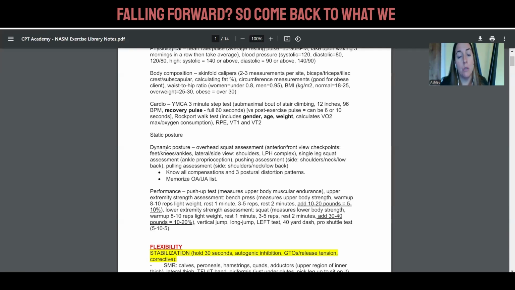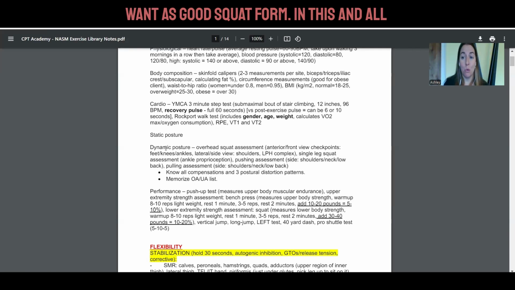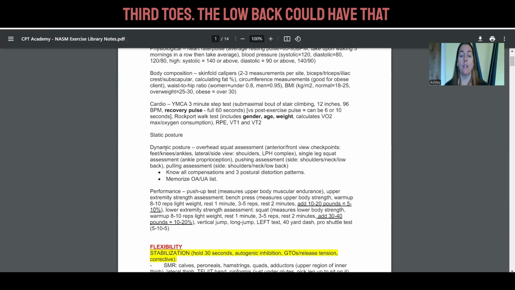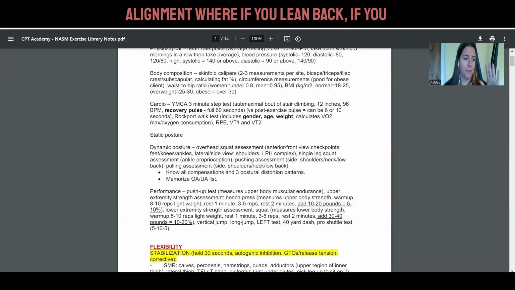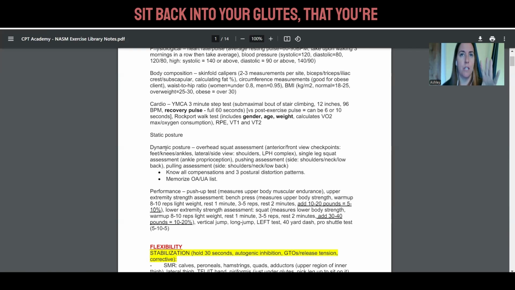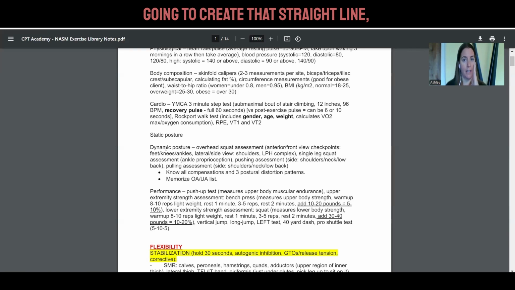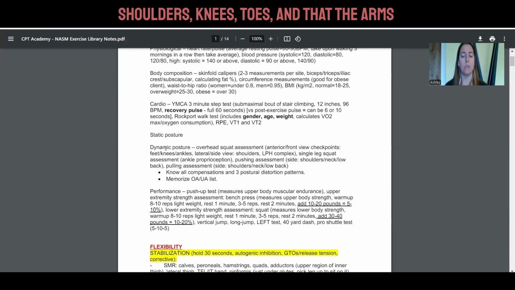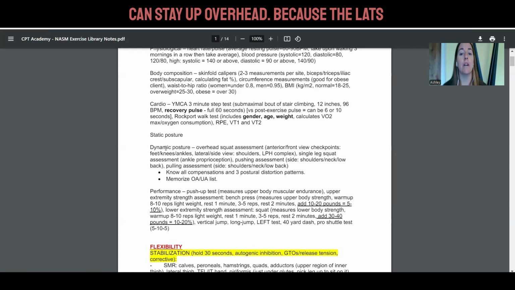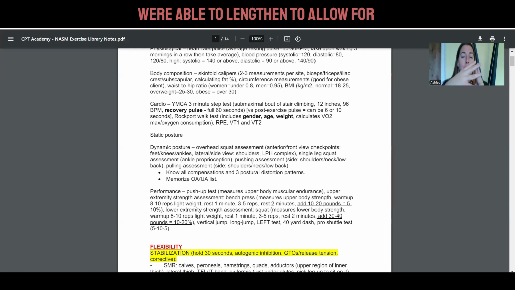So come back to what we want as good squat form in this and all squats. Toes pointed forward, knees dropping in line with the second and third toes. The low back could have that minimal natural arch to it. A good alignment where if you sit back into your glutes, you're going to create that straight line, shoulders, knees, toes, and the arms can stay up overhead because the lats are able to lengthen to allow for shoulder flexion.